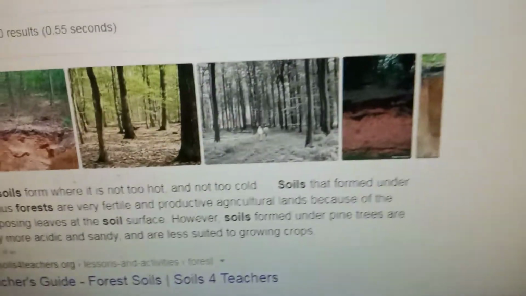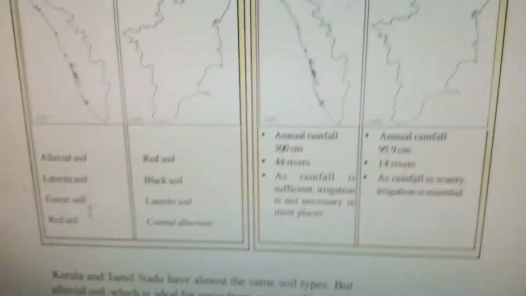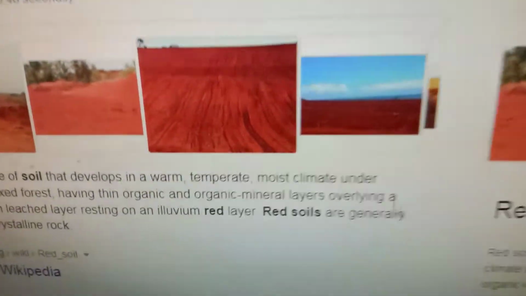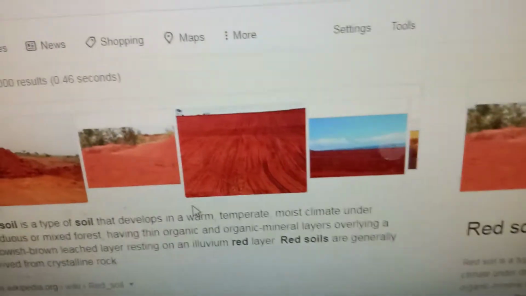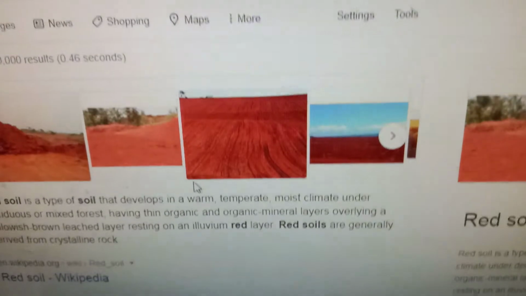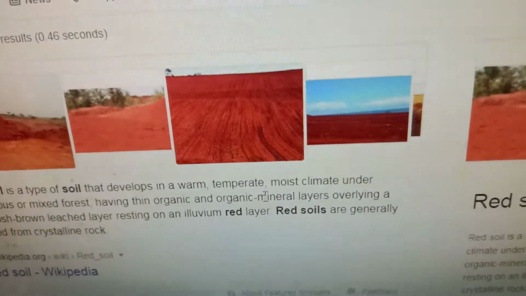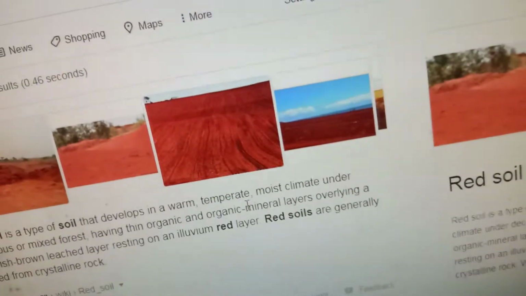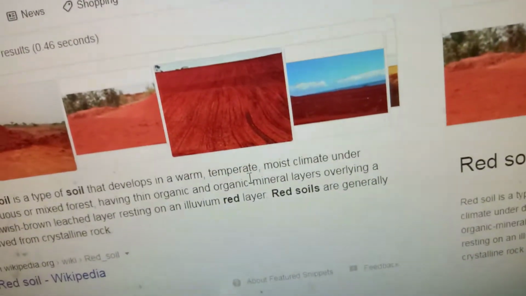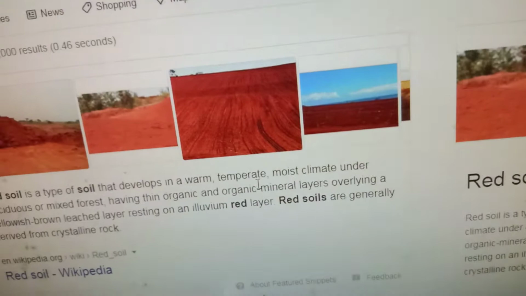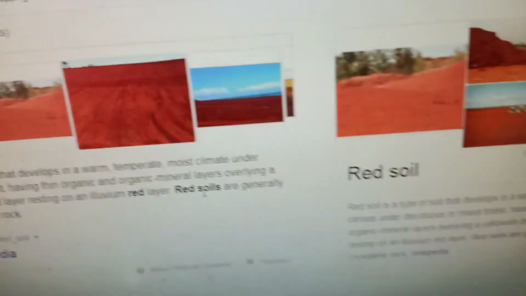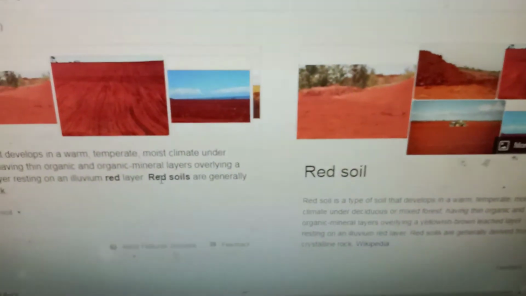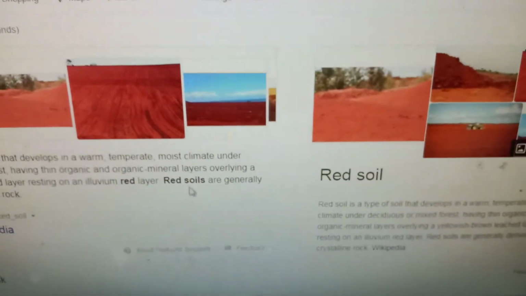Then the next soil we have to see is red soil. This is red soil. Red soil is a type of soil that develops in a warm, temperate, moist climate under deciduous or mixed forest, having thin organic and organic-mineral layers overlying a yellowish-brown leached layer resting on an alluvium red layer.